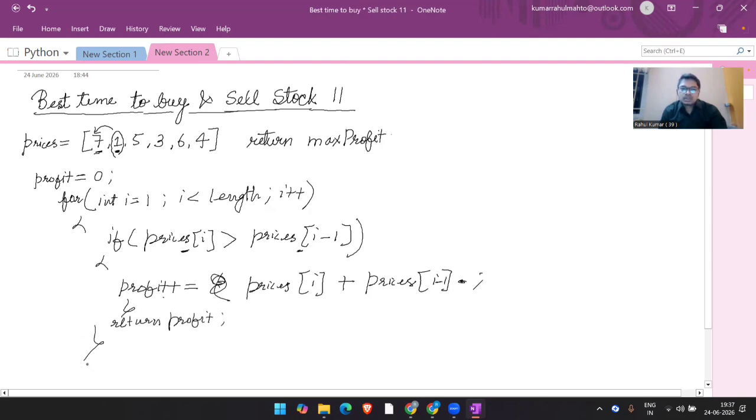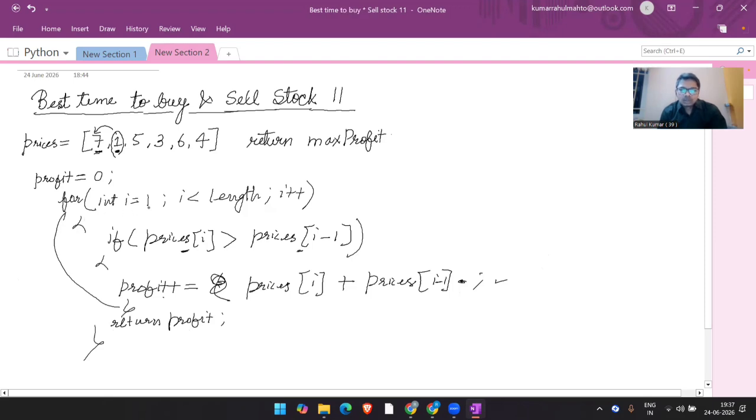So let me explain here. Suppose right now I'm standing here to buy the stock. In the next day, I'm planning to sell. So first of all, before selling, I will make sure whether this price is greater than my previous price. If it is greater, then I will execute this particular line. Otherwise, I will go outside of this loop, and again I will come into the for loop.